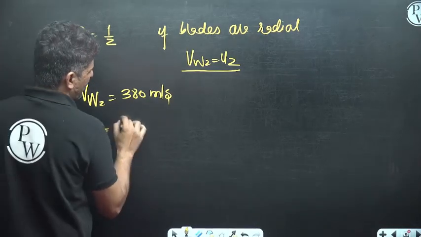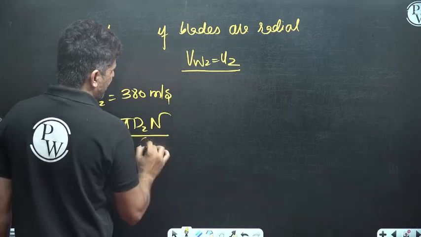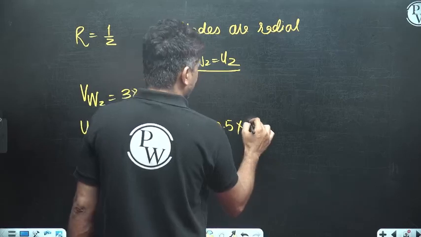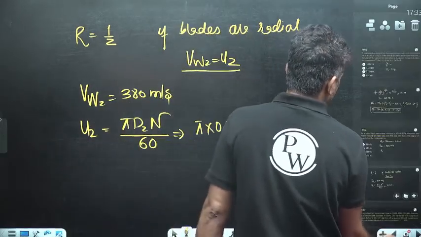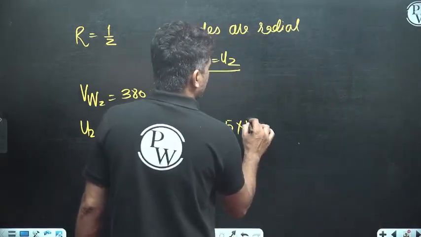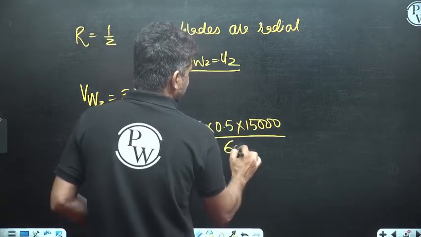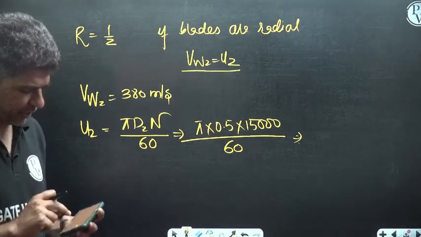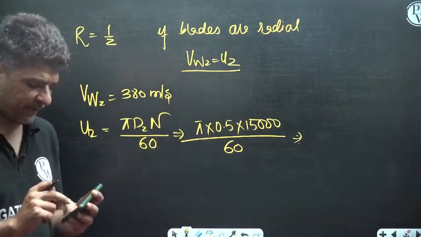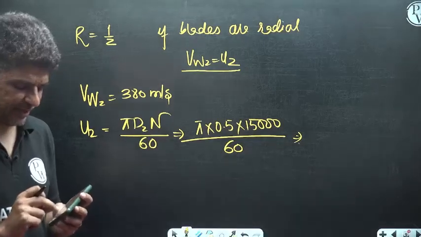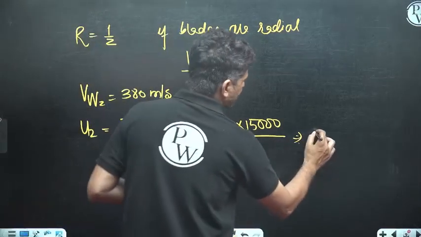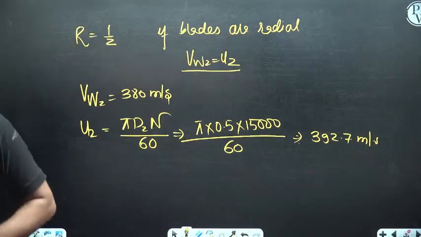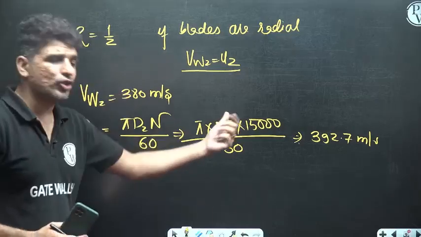U2 will be equal to pi into D2N divided by 60. So that will be equal to pi multiplied by 0.5 multiplied by N, which is, I think, 15,000 RPM, divided by 60. How much is it coming? I think it should come out to be 392. So pi multiplied by 0.5 multiplied by 15,000 divided by 60 is 392.7 meter per second. And if you see over here, VW2 and U2 both are not the same.